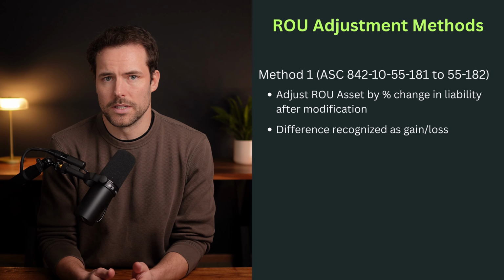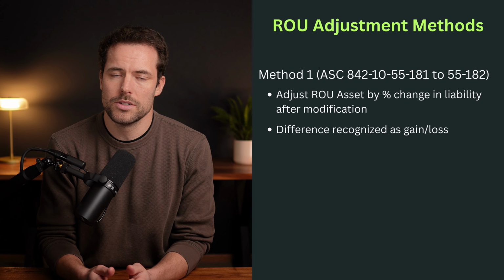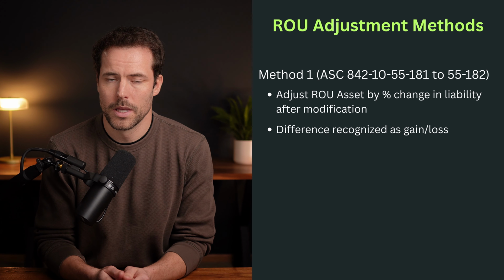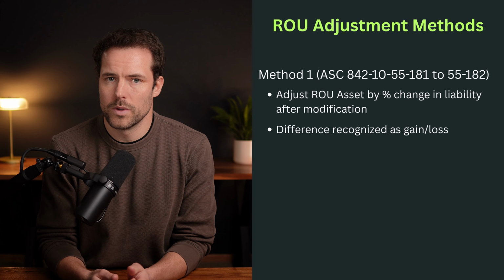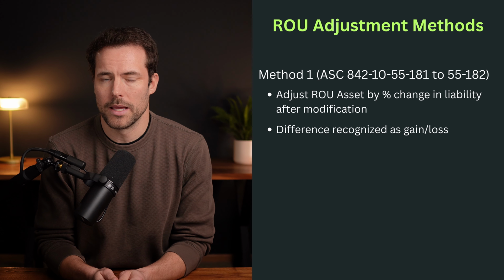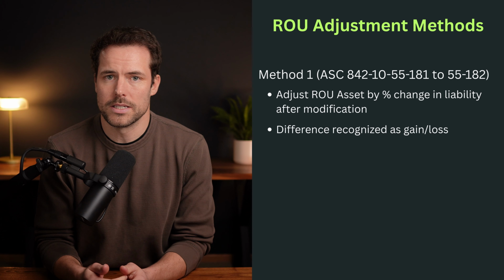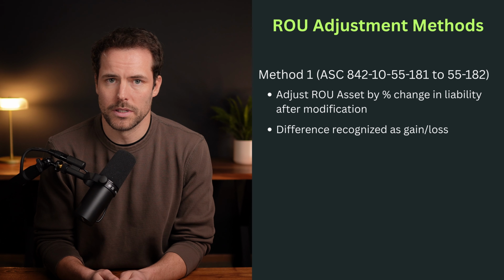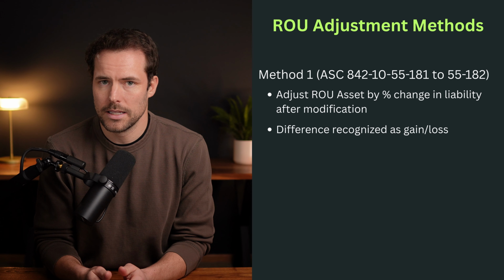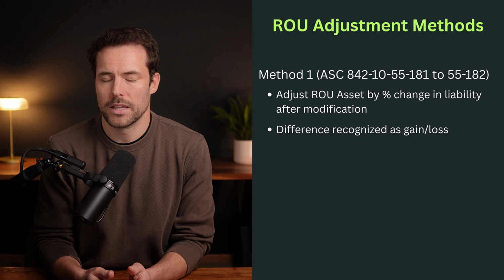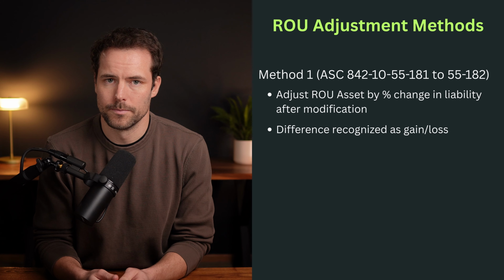The challenge with this approach is that the change in the liability may not always reflect the economic reduction in the right-of-use. For example, if the original lease included variable payments tied to the CPI, and the CPI has increased significantly since commencement, the liability could increase even though the right-of-use asset should decrease. In those situations, Method 1 may not be appropriate.